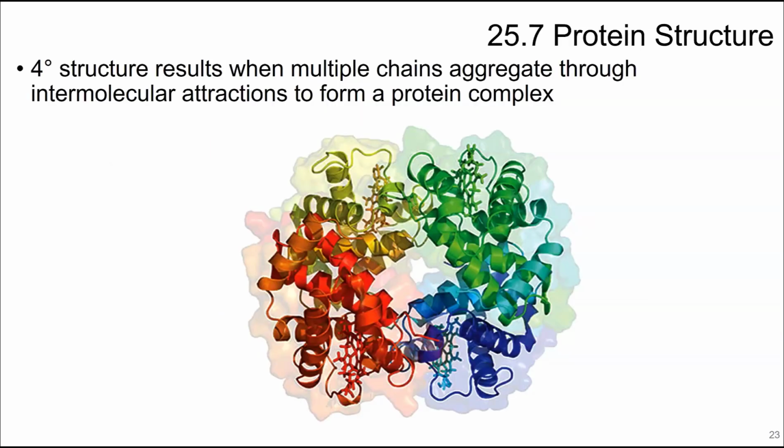Okay, so a quaternary structure results from multiple chains of peptides that are bound together. This one happens to be hemoglobin. So the four different colors, we have the green, blue, red, and yellow. Those are different tertiary structures that combine together to form this large quaternary structure.